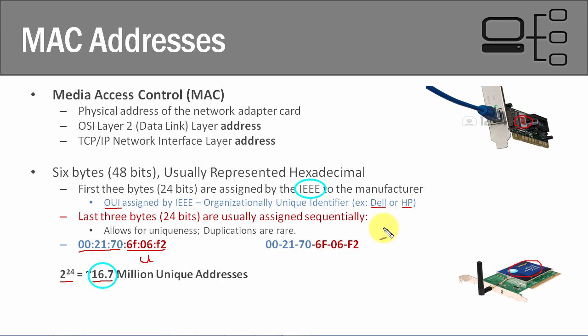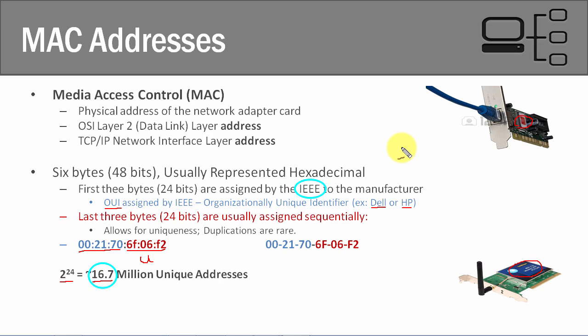So what happens when they run out? What happens if they use up all 16.7 million? Well, they simply go back to IEEE and say, give me another OUI. And they'll give them another OUI, and they can use that for another 16.7 million. So if you think about it, that's a lot of unique network interface cards that we can have on the internet. But that's the formatting, and that's how it works.